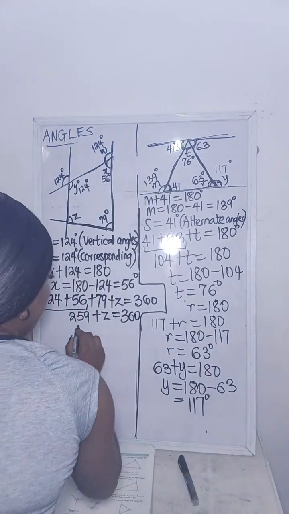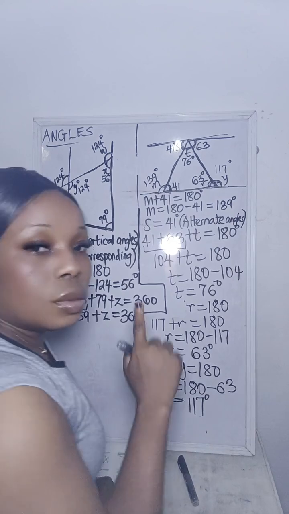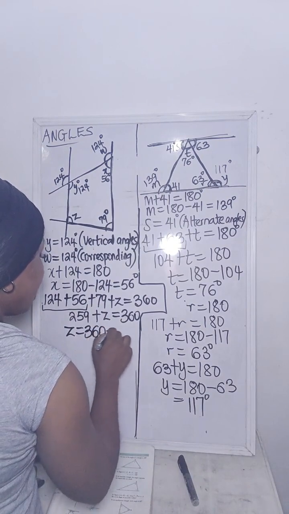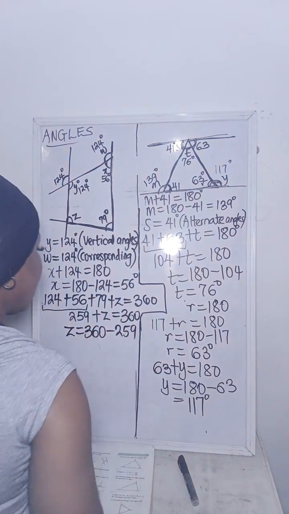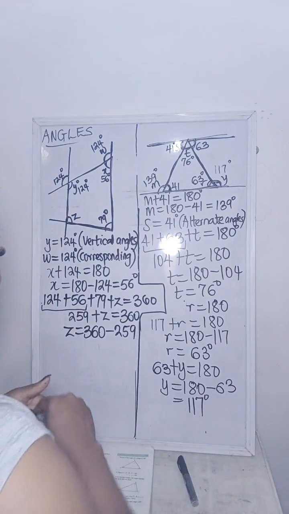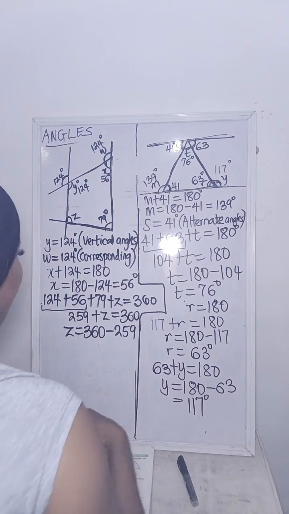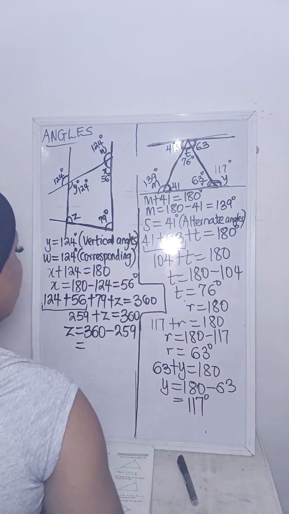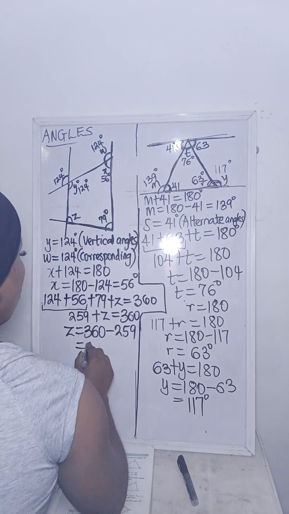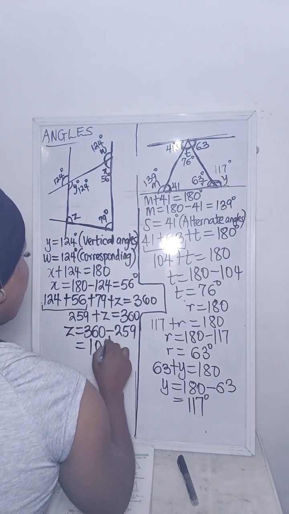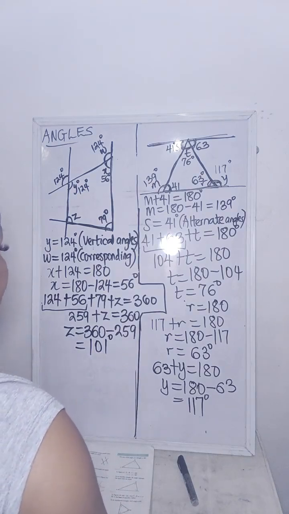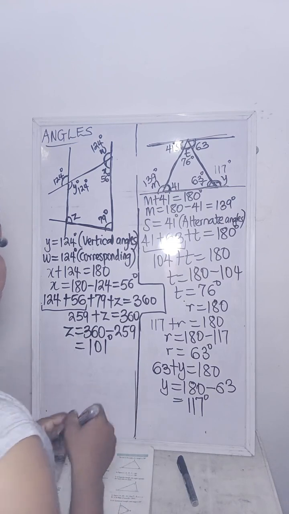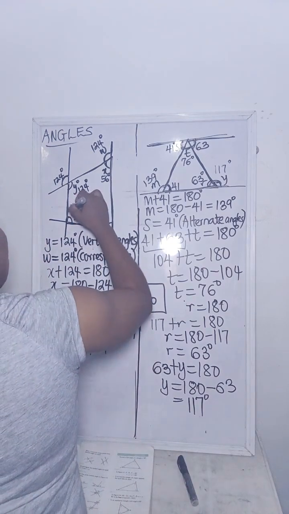So we need to get the value for z. z equals 360 minus 259. What do you think our answer would be? When we subtract this, we have 101. 360 minus 259 is 101 degrees. So that means z is 101 degrees.